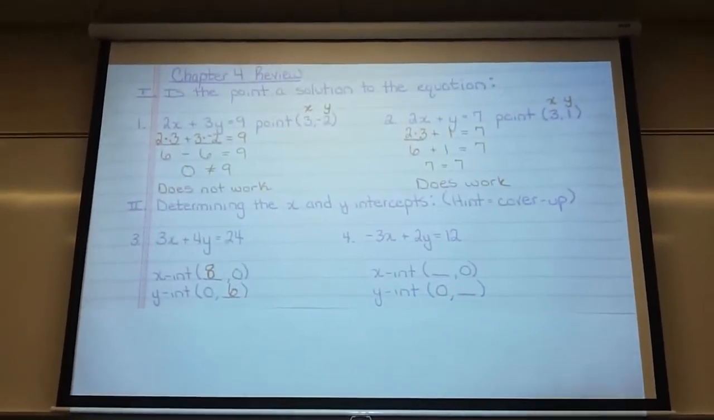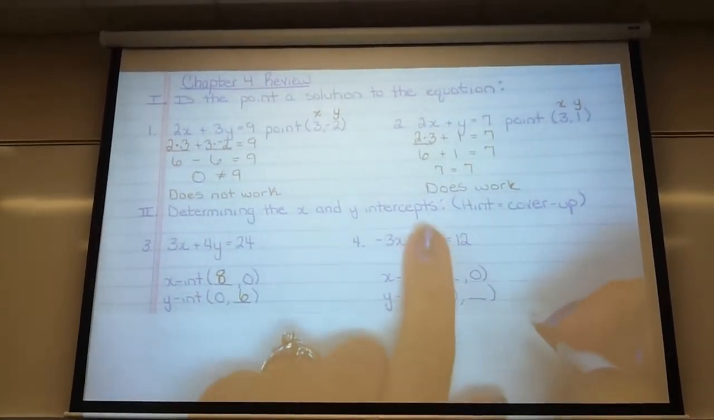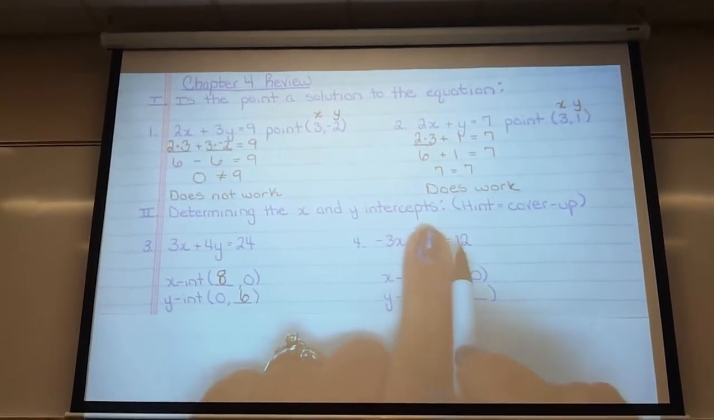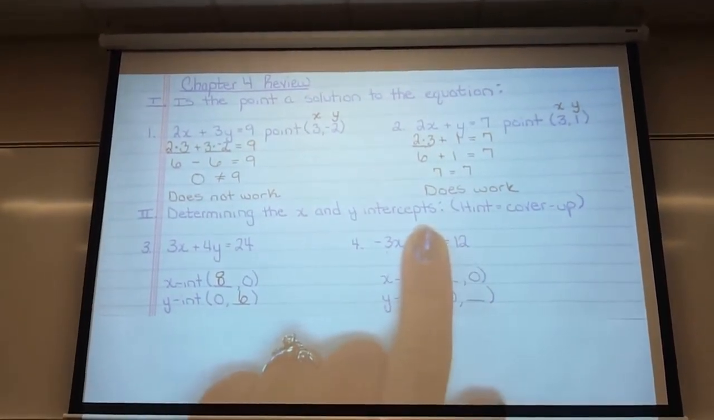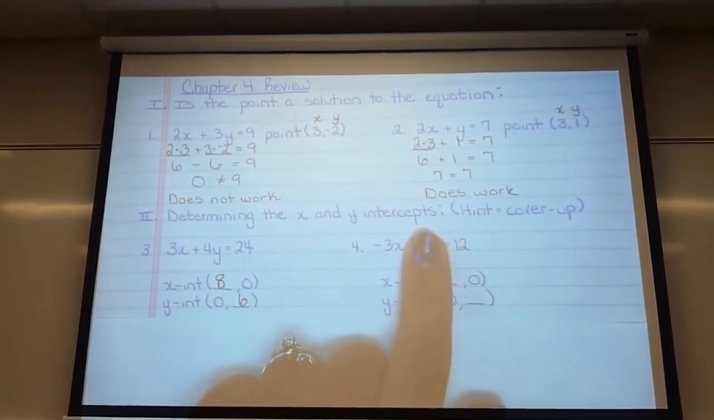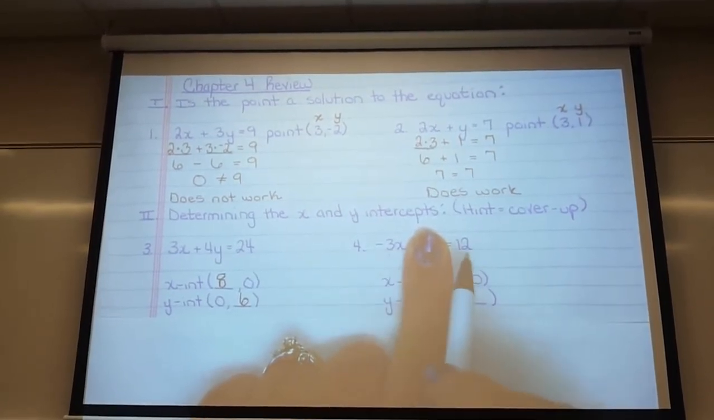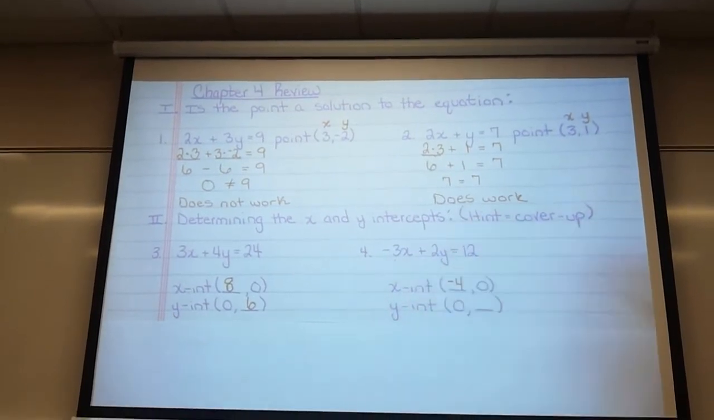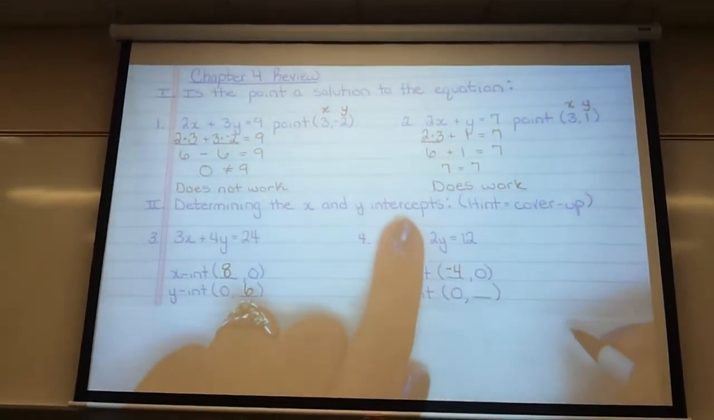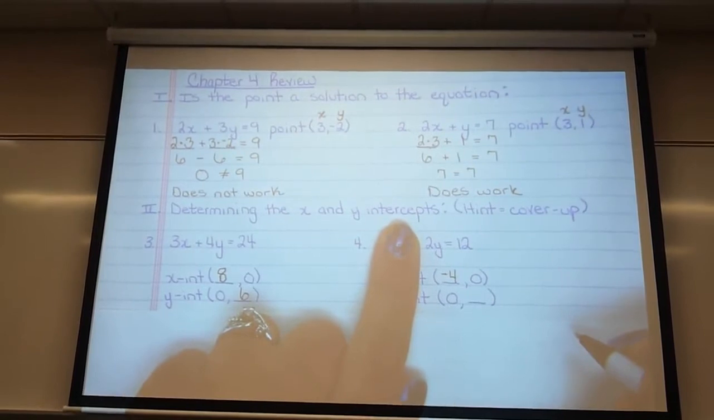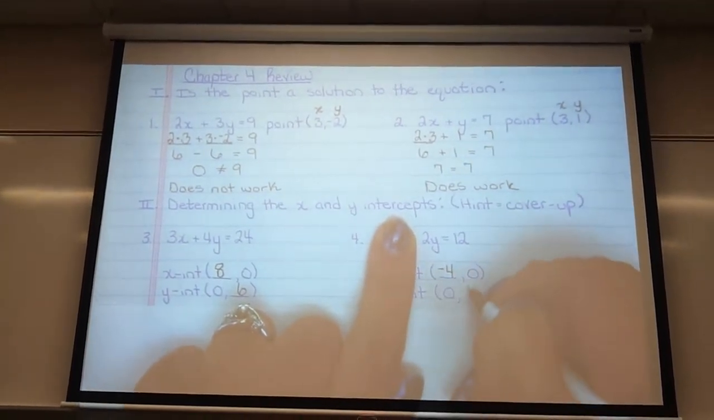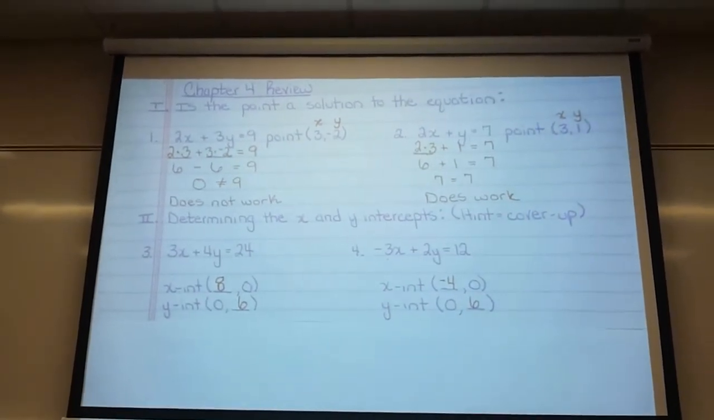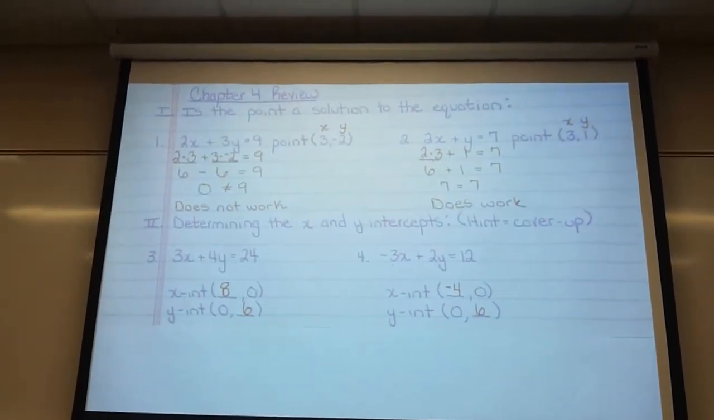Same thing with 4. If I cover up my y, now I've got negative 3 times what gives you positive 12? Negative 4. A negative 4, because 2 negatives would give you that positive answer. So negative 4. And then if I cover up my x, 2 times what would give you 12? 6. So you've got 2 like that. So you just find the x, y intercepts.